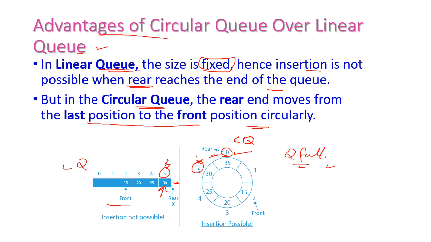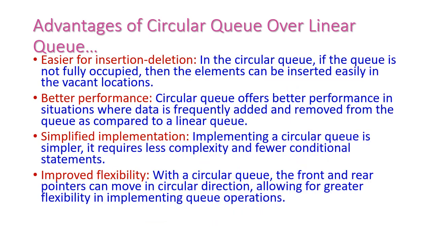Queue is full. Okay, that is, full capacity utilization is possible in a circular queue. The next one is easier insertion and deletion. In a circular queue, if the queue is not fully occupied, that is, if there is any empty space, we can easily insert a new element in the vacant location. Okay, see, if there is a vacancy here, then we can easily add a new item in the circular queue.